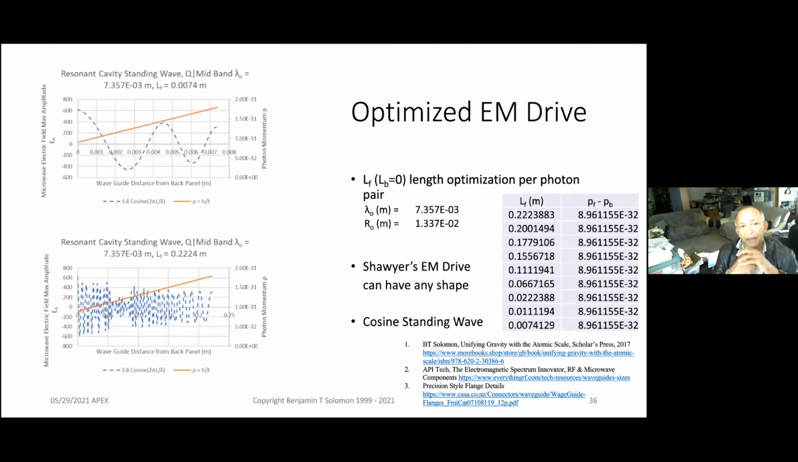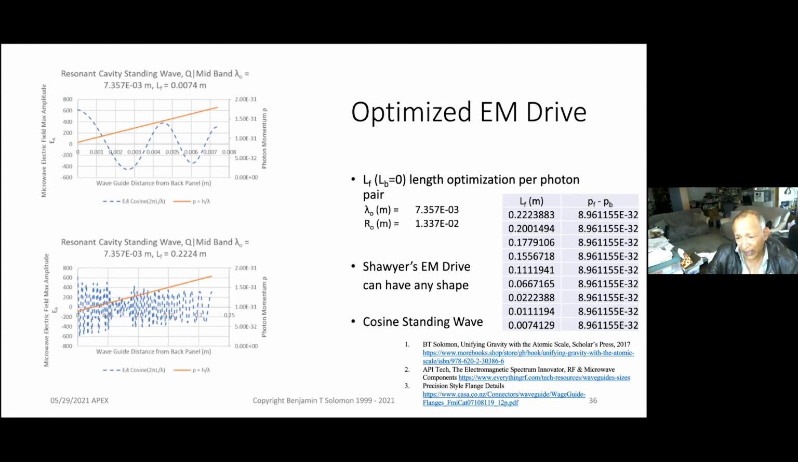Okay, so here, I said L naught is basically 0, and instead of having the tube where the microwave comes out in the middle of the resonant cavity, I put it at the back here. Why did I put it at the back here? Because I want to be able to control the phase at which the microwave comes out so that it's 90 degrees.